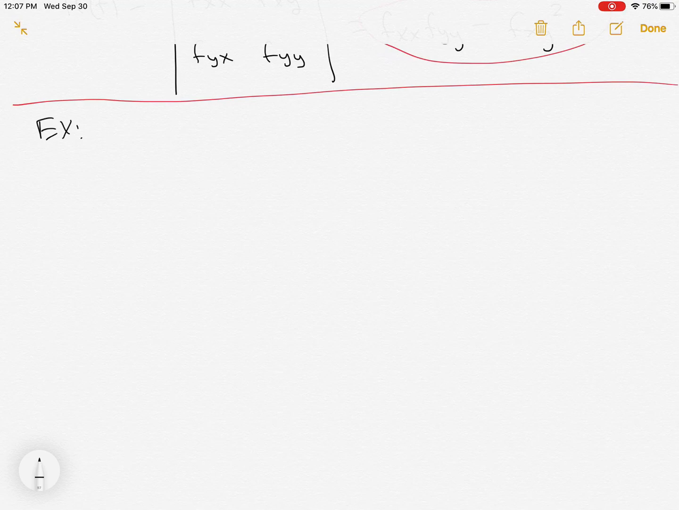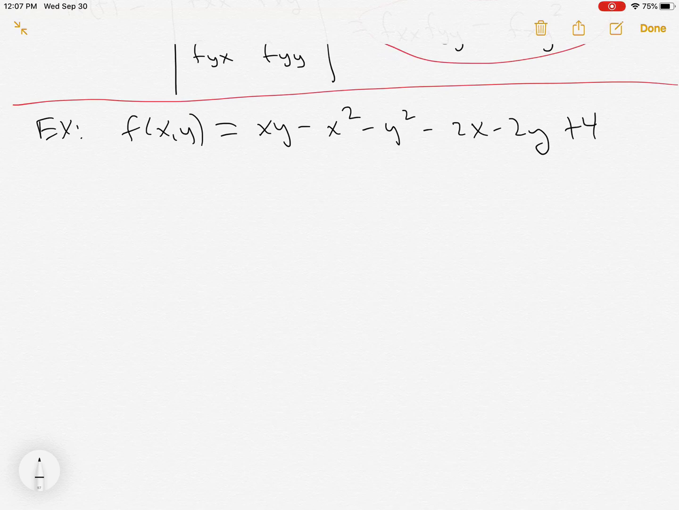So 1. F of xy equals xy minus x squared minus y squared minus 2x minus 2y plus 4. Now if you think back to Calc 1, your first thing is to find critical points. So here we go. We take f sub x and set it equal to 0. Whatever points we find have to satisfy both at the same time. So let's take the x partial.